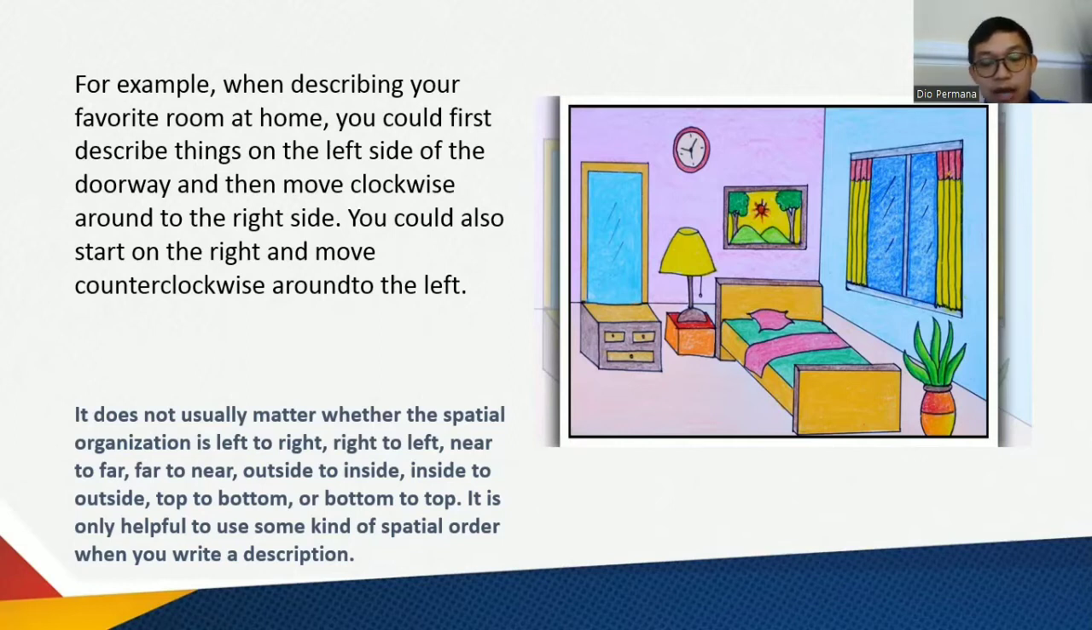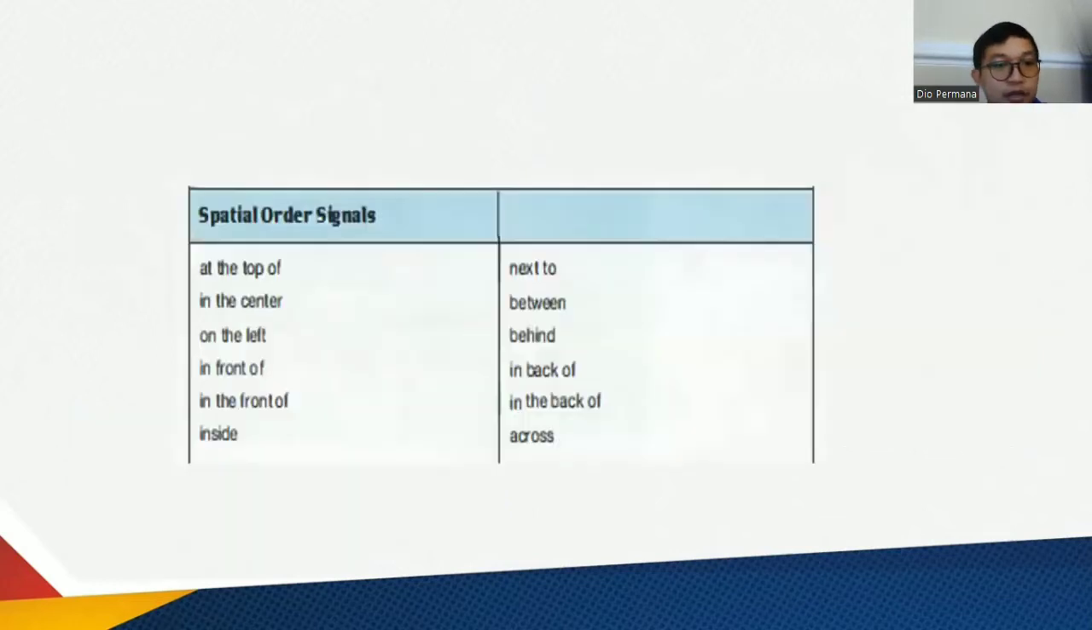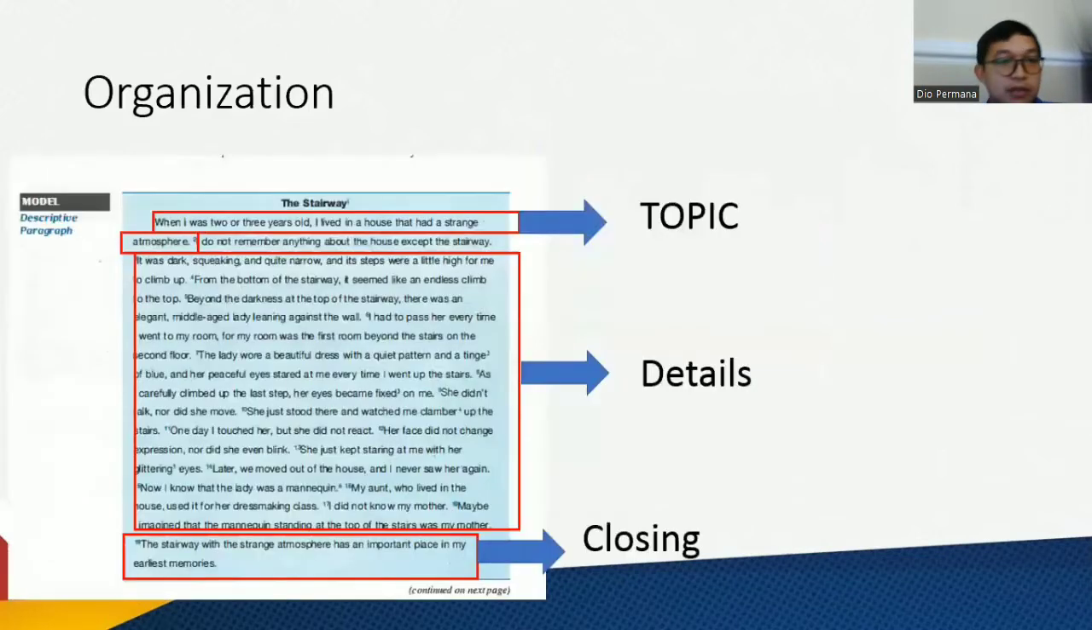bukan cuman benda. When you describe an animal, for example a komodo, you can start from the head of the komodo until the tail of the komodo. There are a lot of spatial order signals that you can use, for example: at the top, on the left, on the right, in the back, across, off, next to, between. These are just some of the examples.